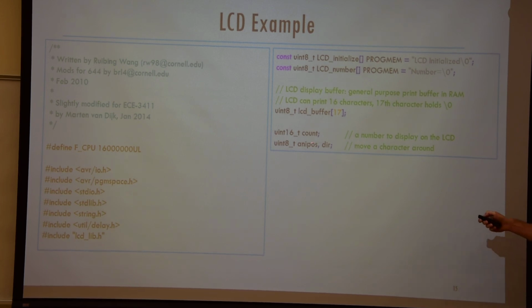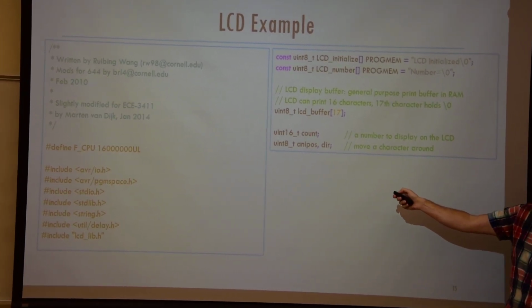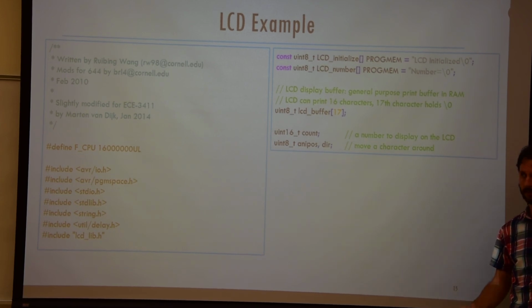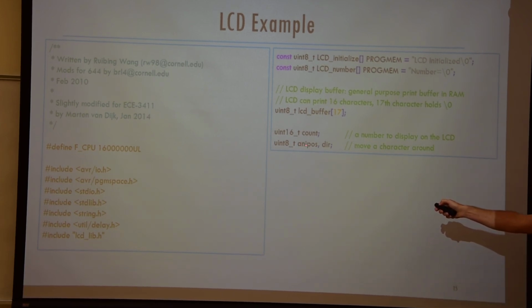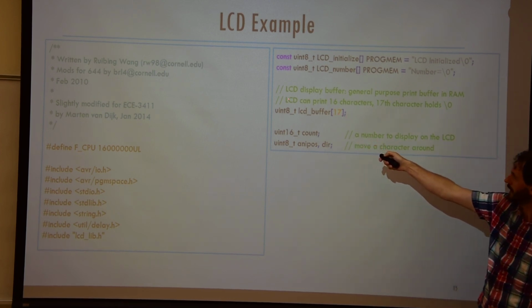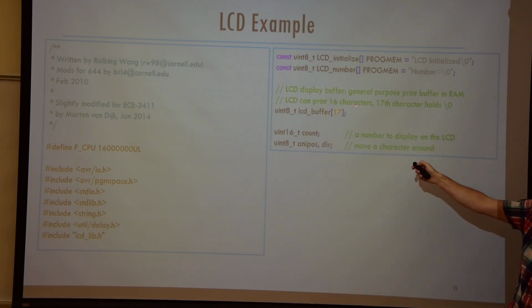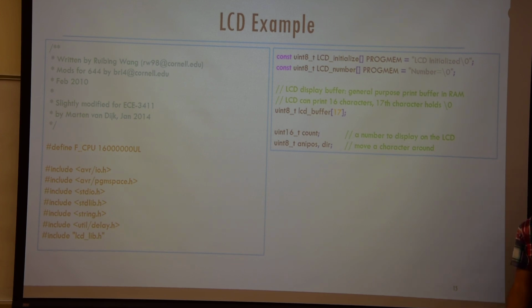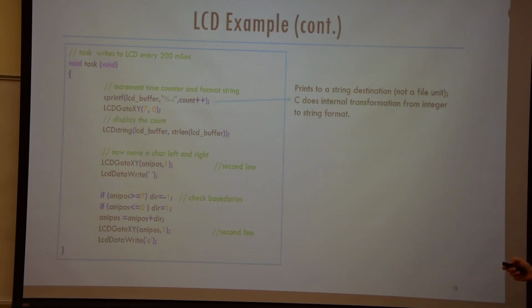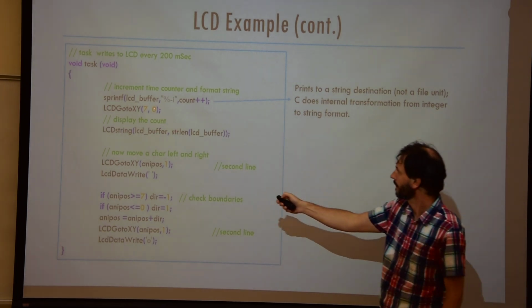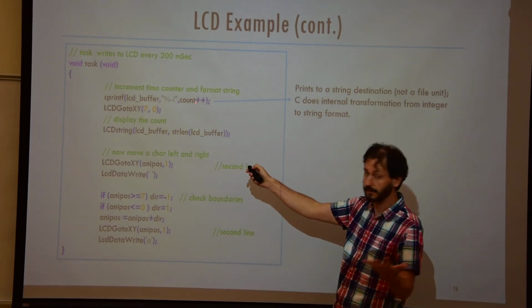We will have another variable, the count, that I'd like to put on the first line of my LCD screen, and we have a position of where I am with my little o, and the direction. Do I go to the left or do I go to the right? Now, why, by the way, do we use 17? Because the LCD that you have can print exactly 16 characters on a single line. Alright, so what are we going to do here? So first, and again, I'll teach you something new.